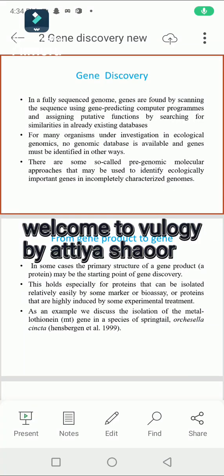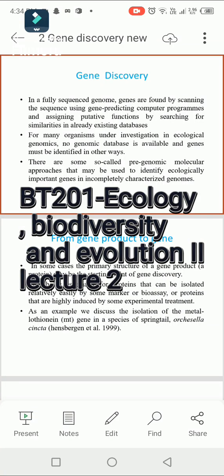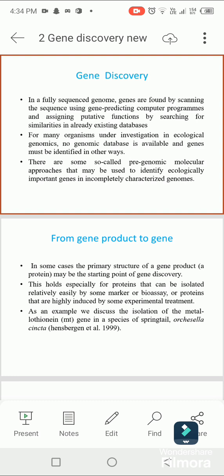Gene discovery in a fully sequenced genome. Genes are found by scanning the sequence using gene predicting computer programs and assigning putative functions, by searching for similarities in already existing databases.